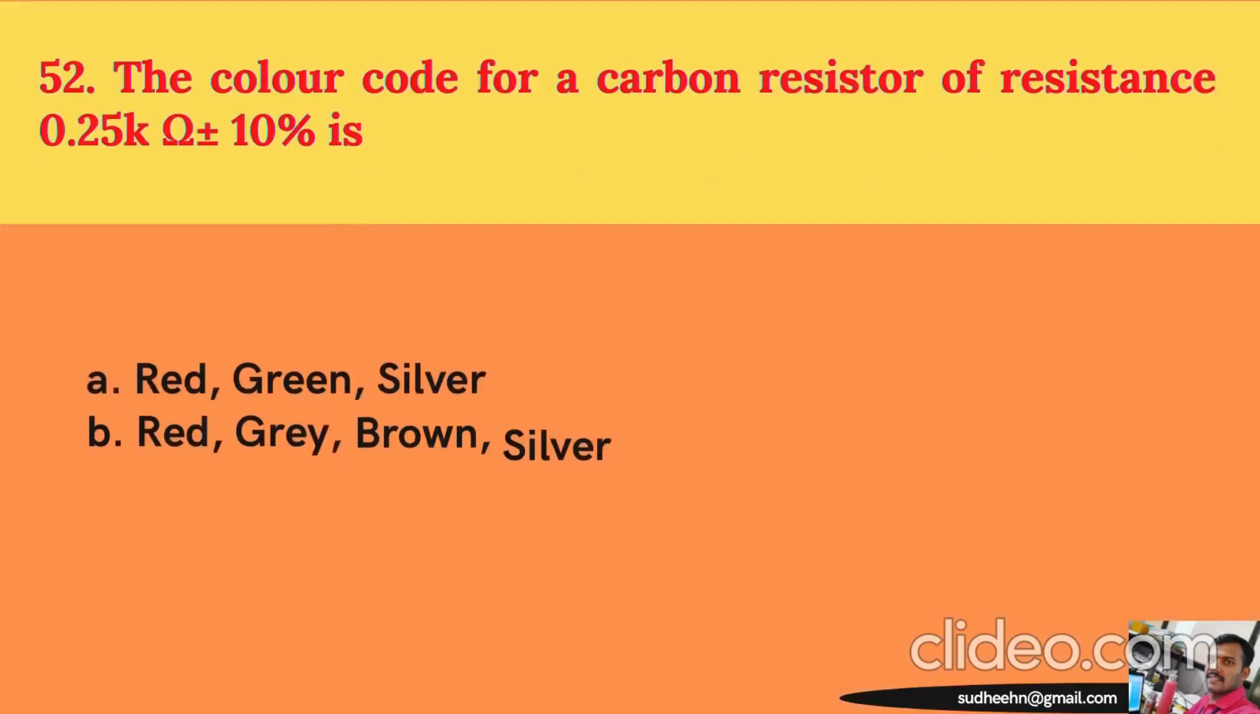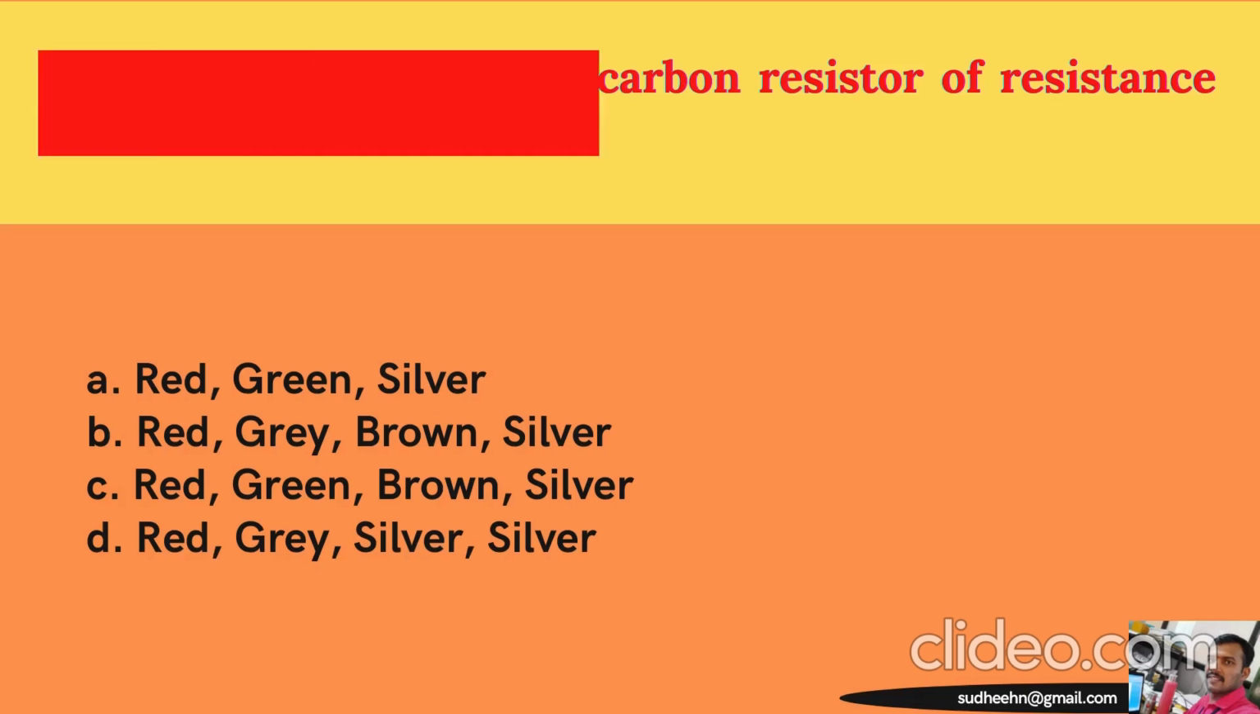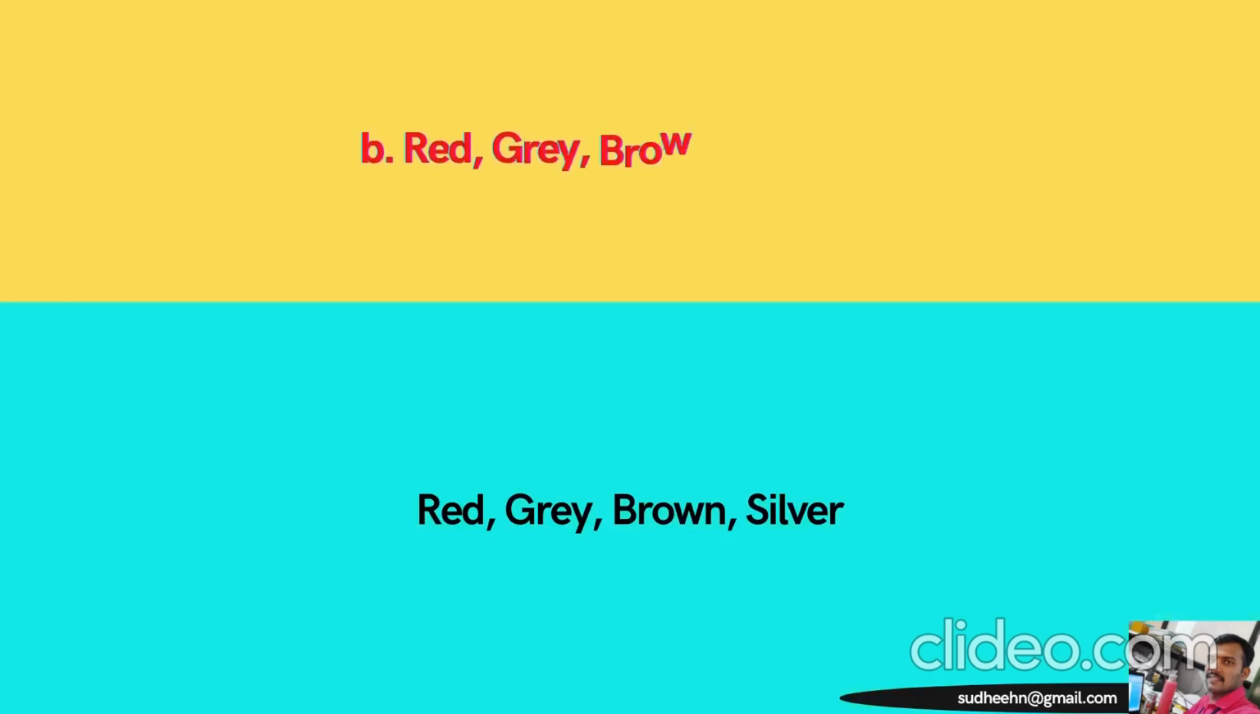Next, question number 52. The color code for a carbon resistor of resistance 0.25 kilo ohm plus or minus 10% is: red, green, silver, red; gray, brown, silver, red; green, brown, silver, red; gray, silver, silver. We know the color coding. Based on that, option B is correct, that is red, gray, brown, silver.